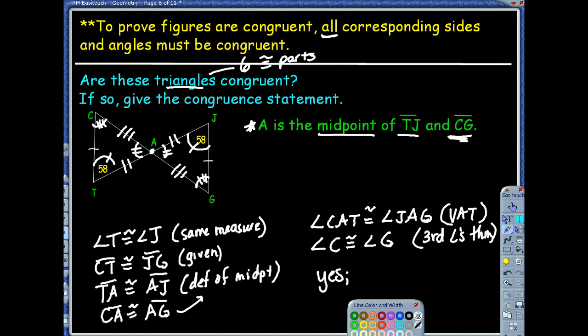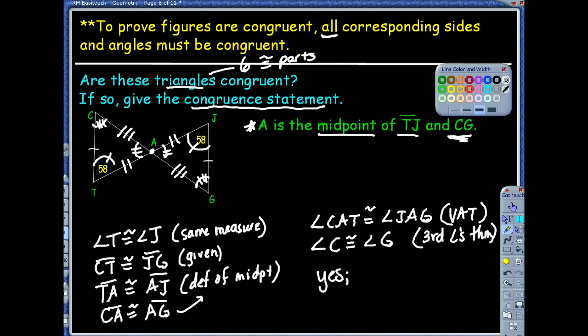If so, give the congruence statement. What do you think I'm looking for? We're going to name the triangles. Let's call it triangle CAT is congruent to, now I want to just say triangle JAG, but I've got to make sure those pieces line up. C does not correspond with the J. C corresponds with the G, so we start with the G. A is still in the middle, and then J corresponds with our T.